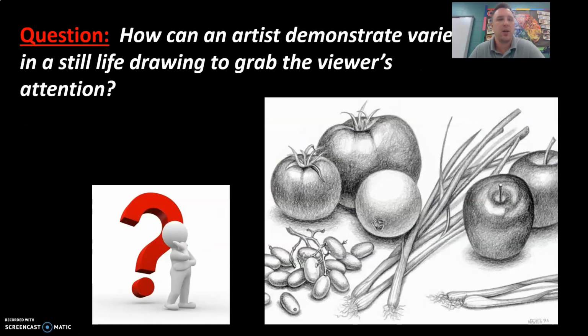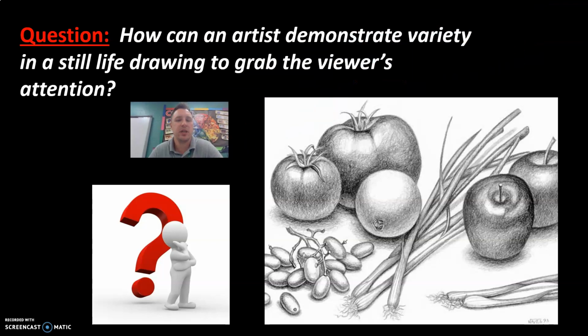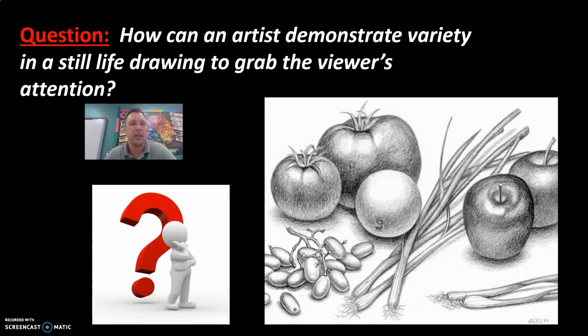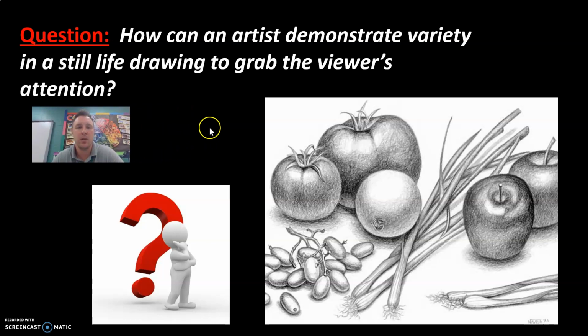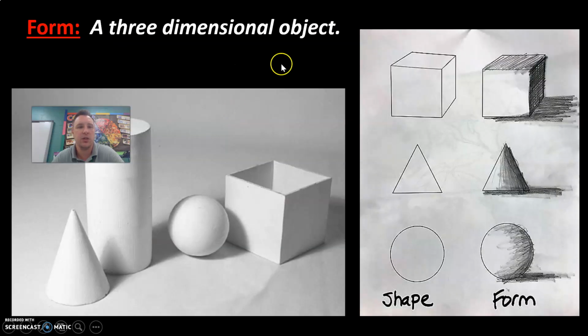And then how can artists demonstrate variety in a still life drawing to grab the viewer's attention? We already mentioned that regarding the different objects you can choose, the different placement, the different angles, the different lights and shadows that are naturally being cast on them from the light source in the room that you're drawing from. So all those ways is how variety can help engage the viewer.